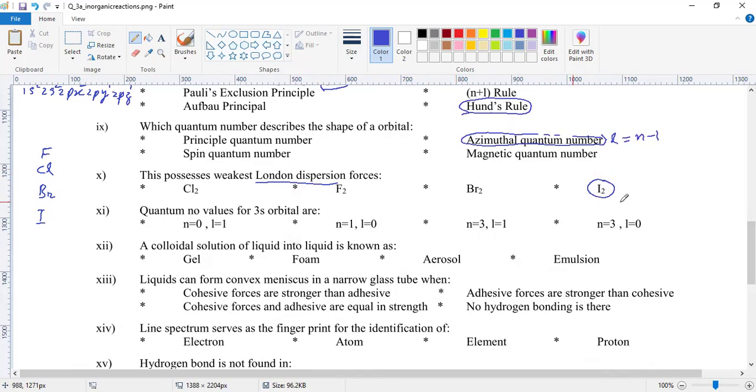And due to higher polarization and greater London dispersion forces, it is solid. It has high melting and boiling point as well. They are asking about the weakest, and I have answered the strongest. So the weakest are in fluorine because it is the smallest one. This is a very big mistake that we usually ignore.